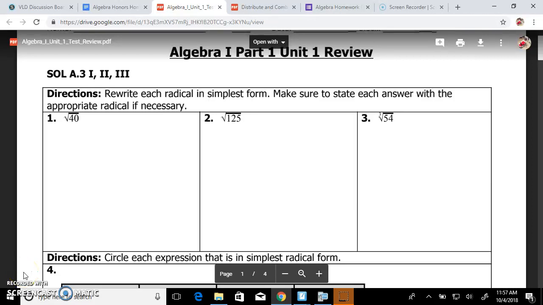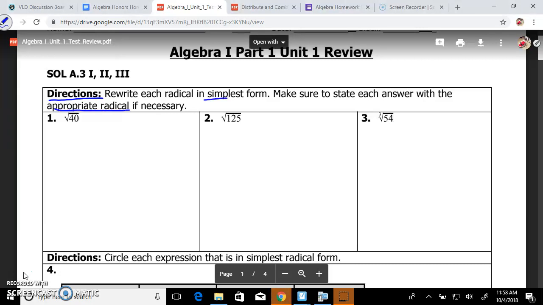All right, so we are reviewing our Unit 1 test review, and we're going to start off with number 1. Make sure you read all the directions in this test review just like you should for your unit test. And it says, directions, rewrite each of the radicals in simplest form. And then make sure to state each answer with the appropriate radical if necessary.